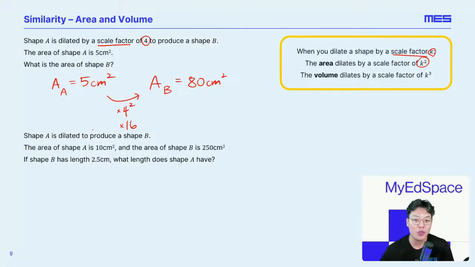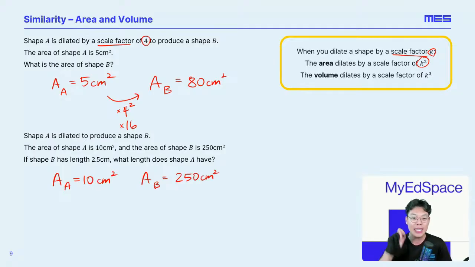Shape A is dilated to produce a shape B. The area of shape A is 10 centimeters squared. Okay, the area of shape A is equal to 10 centimeters squared. And the area of shape B is 250 centimeters squared. If shape B has length 2.5, okay, so shape B, what should we call that length? Some length is equal to 2.5 centimeters. Then what length does shape A have?